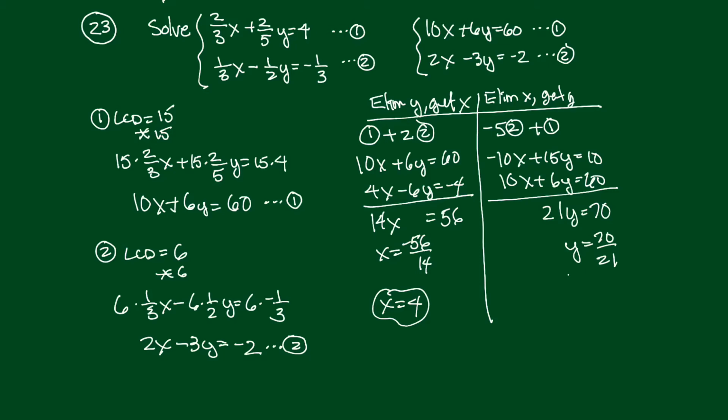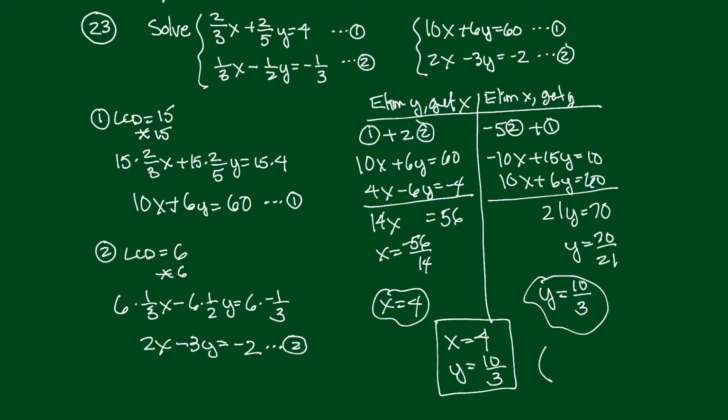Well, this, of course, we can reduce, right? 7 divides each one of these. So let's write this as y equals 70 divided by 7 is 10. 21 divided by 7 is 3. So let's just summarize here. We're going to say the solution is x equals 4 and y equals 10/3. But we could also write it as an ordered pair, 4 and 10/3.